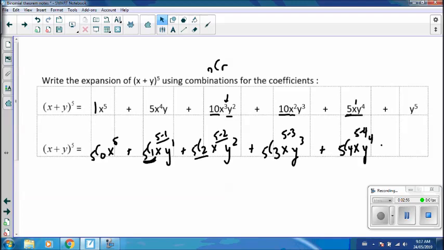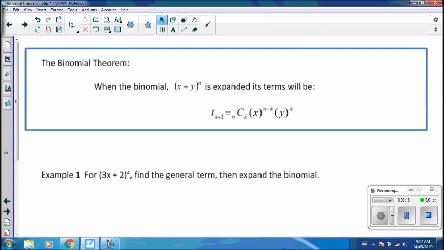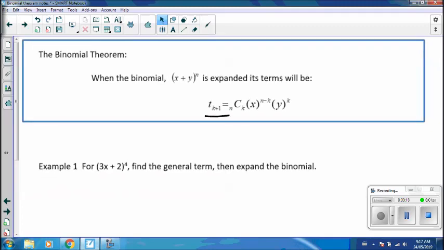And the last term, 5 choose 5, x to the power 5 minus 5 is 0, that's why it's not here. 5 choose 5 is 1, and y to the power 5. So that's this term. Okay, so this is what you have on your formula sheet. This formula here, and so we're going to go through and use that and see how to use the formula to find different terms in our expansion.